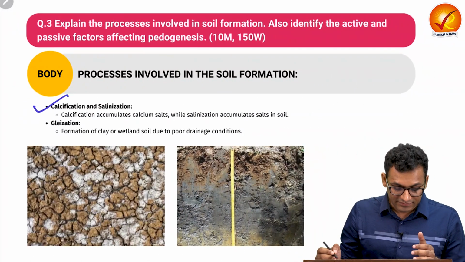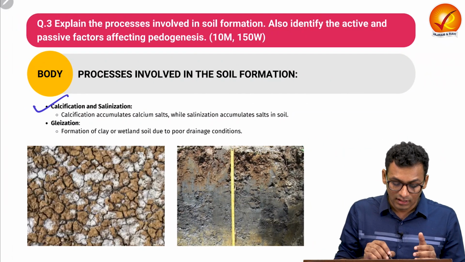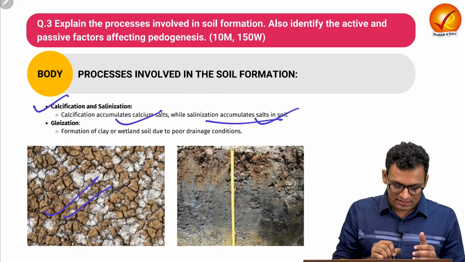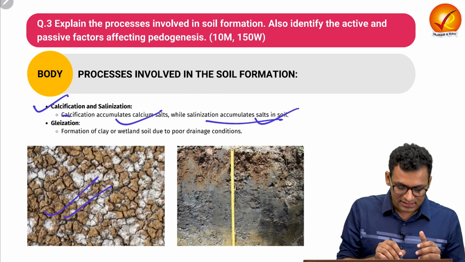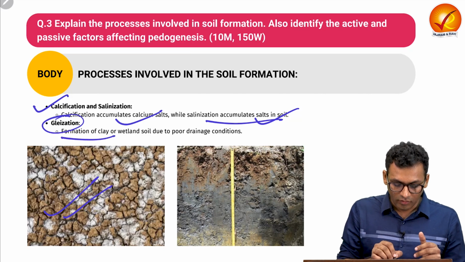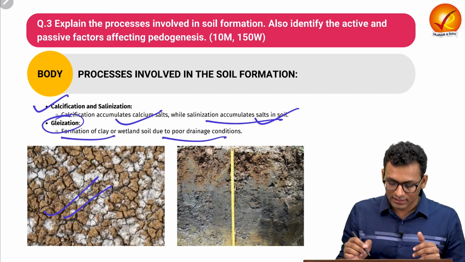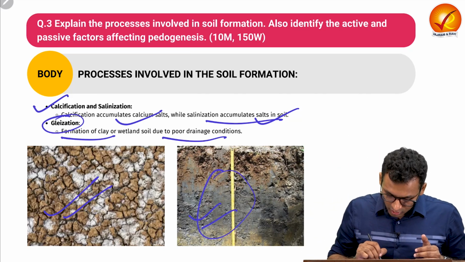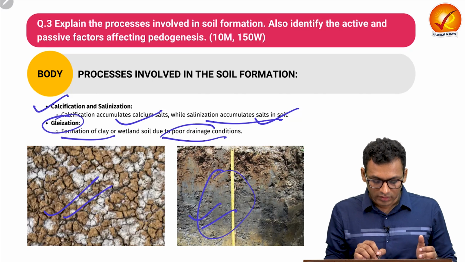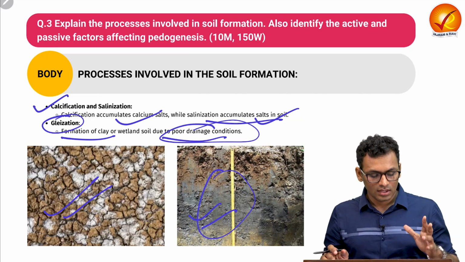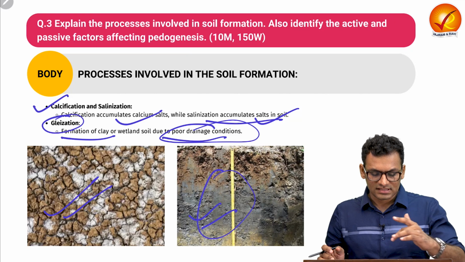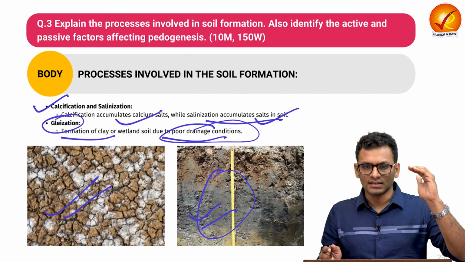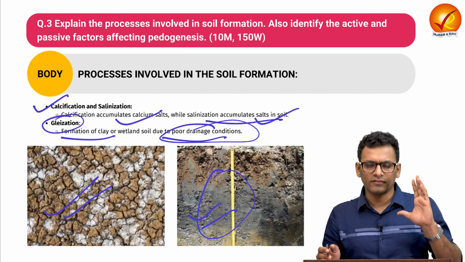Next is with respect to calcification and salinization, where we have seen the accumulation of calcium salts and salts in the solution. You can understand through this kind of images. And next is with respect to gleization, the formation of clay or wetland soil due to poor drainage structure. So we can see that it does not have much escape for the water particles. So poor drainage conditions. This is the kind of aspect you can talk about in the processes involved in soil formation. Remember, you do not have to draw images. You just list down all the 7 points and give 2-3 lines of explanation for each.